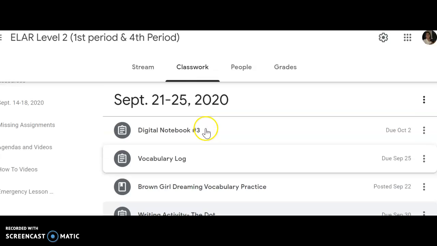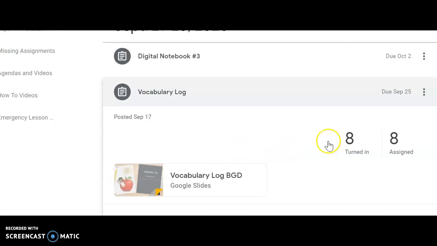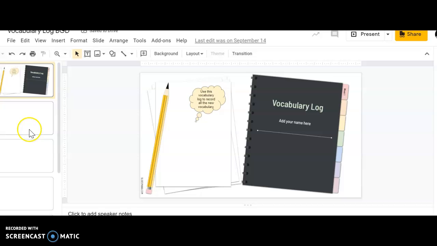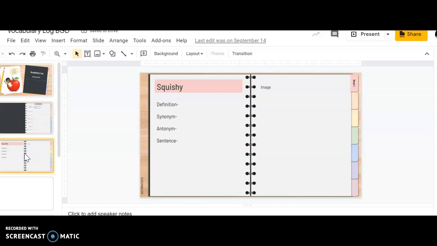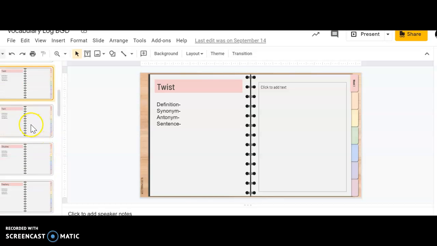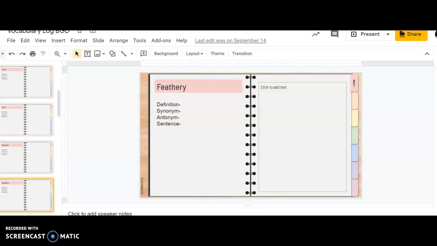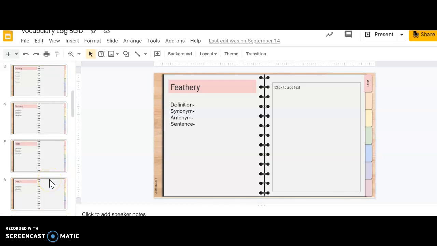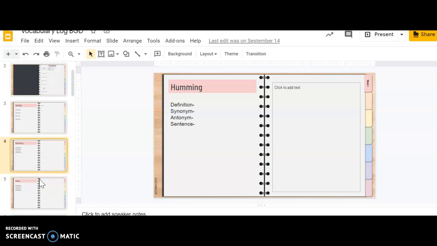Next is the vocabulary log. Okay, so under September 21st through September 25th, the vocabulary log. In the vocabulary log, there are 8 slides. Hay 8 que necesitas hacer. So we did 3, 4, and 5 together. Hicimos 3, 4, y 5 juntos. Y tenías que hacer 6, 7, y 8. You had to finish number 6, number 7, and number 8. So si no terminaste 3, 4, y 5, tienes que regresar y terminar estos 3 también.